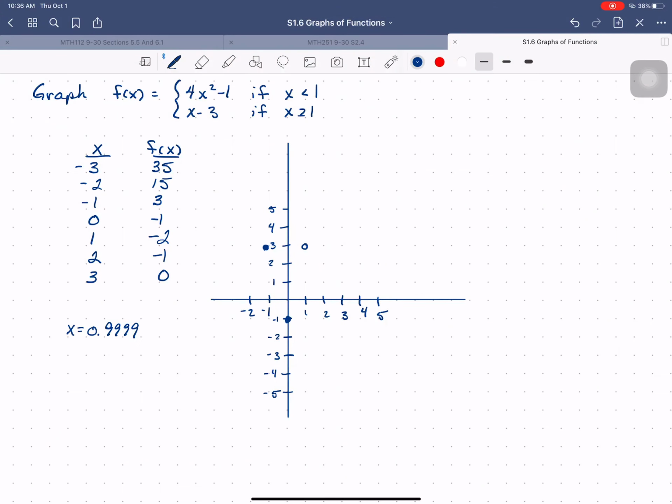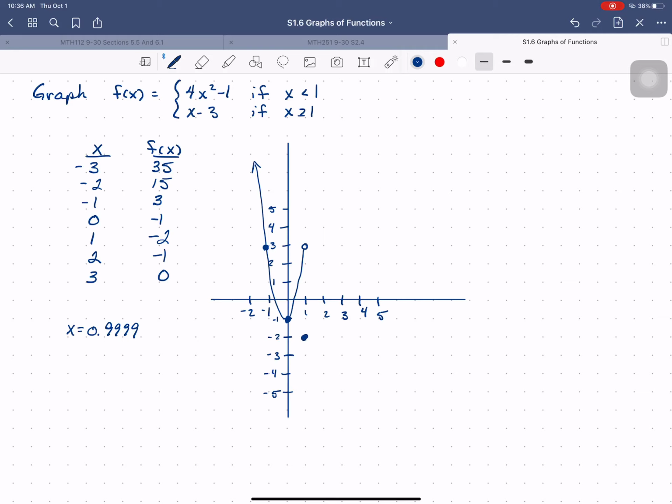So what I do is I put an open dot there because I need all of these values up until 3 to be defined. Okay? And let's try that again because I missed my 3 point. There we go, that's better. But now, the actual value when x is 1 is negative 2, so we put a closed dot down here.